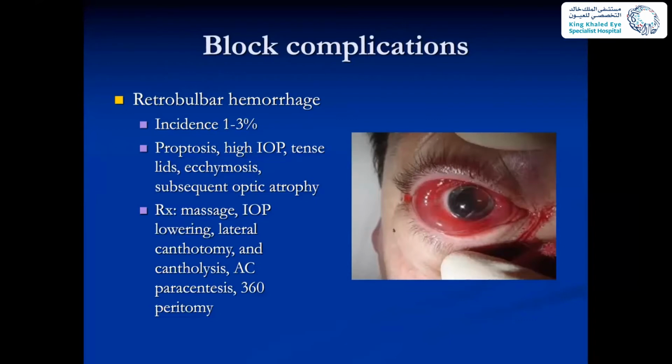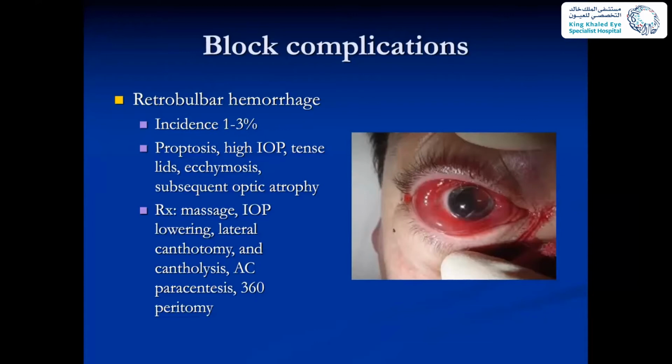The patient will start to have proptosis with high intraocular pressure, and when you try to open the lid, you will feel tense lids, and there will be developing 360 subconjunctival hemorrhage or ecchymosis. If it is left long enough, it can cause subsequent irreversible optic atrophy. So if we encounter that directly after our block, we have to massage the eye and take measures to lower the intraocular pressure, in addition to doing lateral canthotomy and cantholysis.